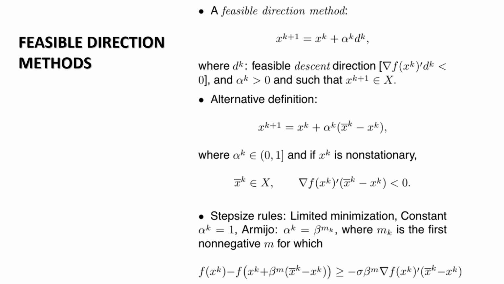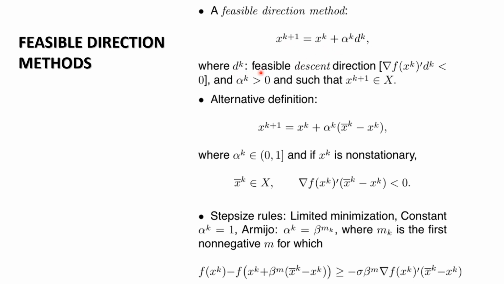These slides present the feasible direction methods, a general approach in constrained optimization for updating the current point xk while staying within the feasible region X. And here is a detailed breakdown. So, for the feasible direction method, the update rule is xk plus 1 is equal to xk plus alpha k dk, where xk is the current iterate, a point in the feasible set X.